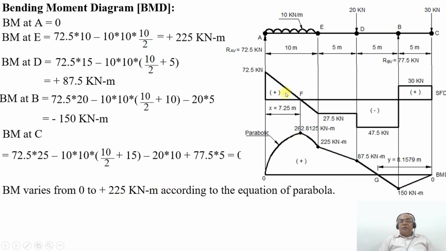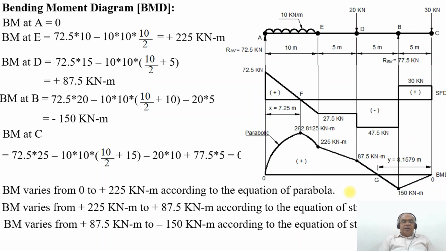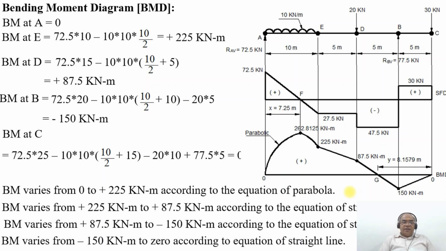Therefore, between A and D, when you want to join, it is going to be joined by the equation of a parabola. BM varies from 0 to plus 225 kilonewton meter according to the equation of a parabola. BM varies from plus 225 to 87.5 kilonewton meter according to a straight line. Then again from plus 87.5 to minus 150, equation of a straight line. From minus 150 to 0, it will be the equation of a straight line.